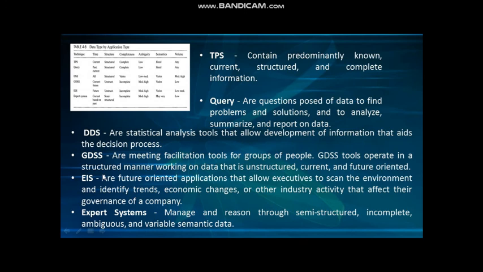Next is EIS, our future-oriented application that allows executives to scan the environment, identify trends, economic changes, or other industry activity that affect their governance of the company. The EIS deals mostly with messy data that is unstructured, incomplete, ambiguous, and contains variable semantics. Last is the expert systems. It manages and reason through semi-structured, incomplete, and ambiguous and variable semantics data.